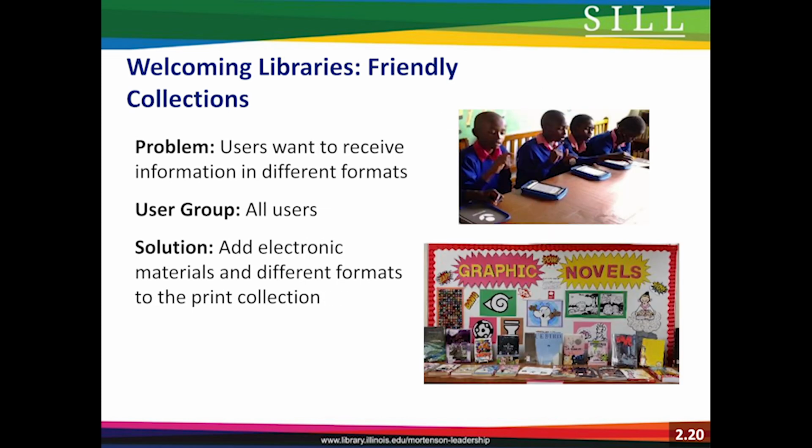A lot of times we talk about collections in libraries, and users want to receive information in all different formats. They don't simply want to receive all the information in print books. So any user group might be more attracted to the library and its information if it comes in different formats. So think about adding electronic materials and different formats to the print collection so that the users can get the information in the format that they most want.